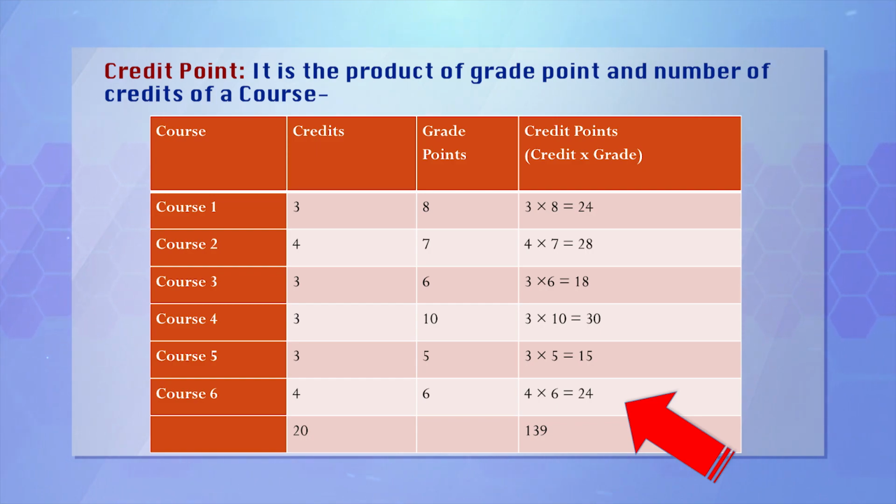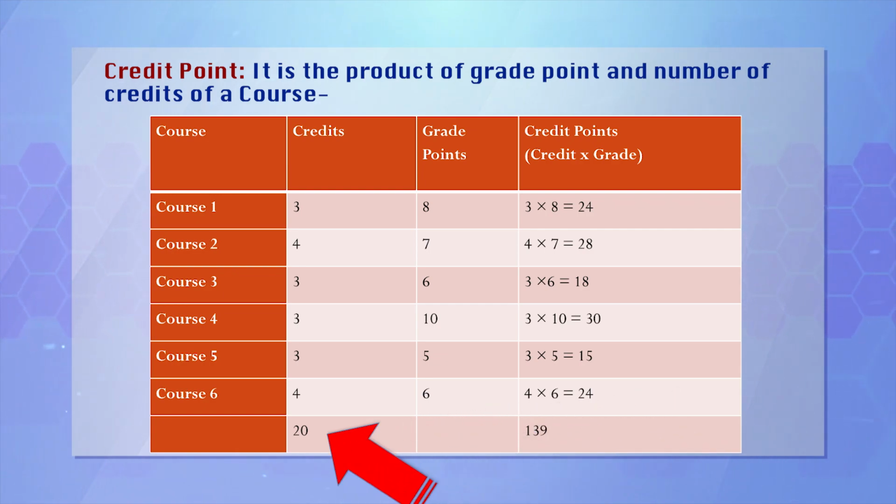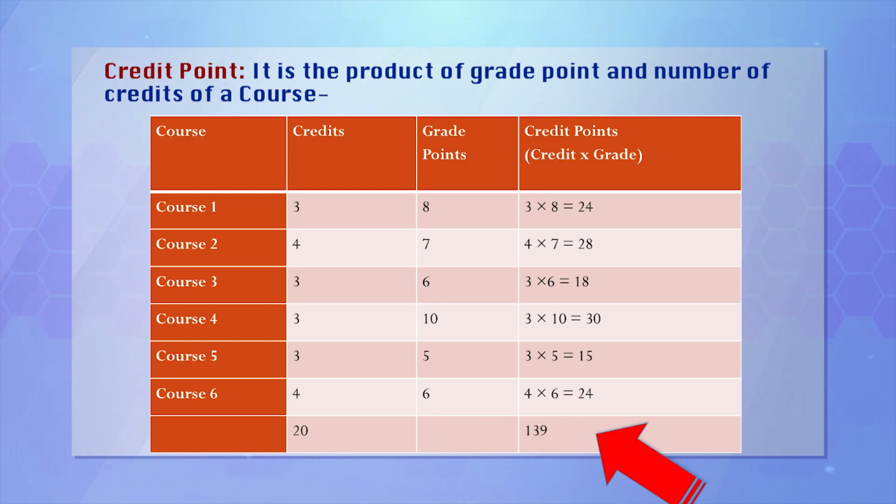So, in this particular semester there are 6 courses. In all these 6 courses there are 20 credits, and if we count the credit points referring to these 20 credits, we will find 139 credit points. Under CBCS, the summarized results or performances of a student are expressed through terminologies like semester grade point average or SGPA and cumulative grade point average or CGPA.